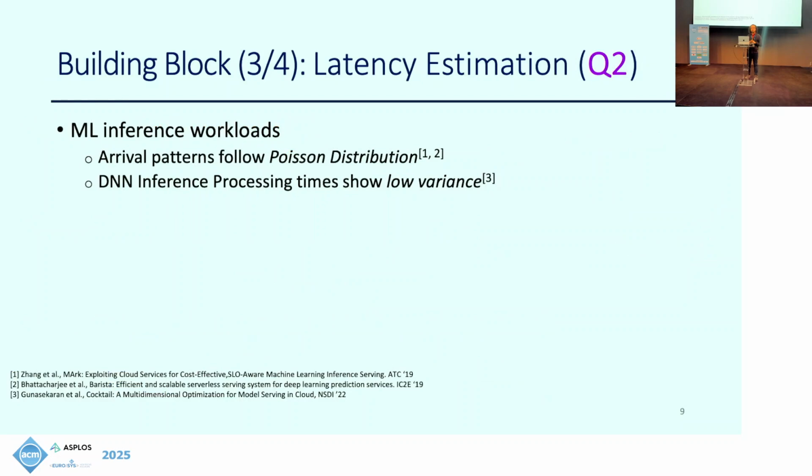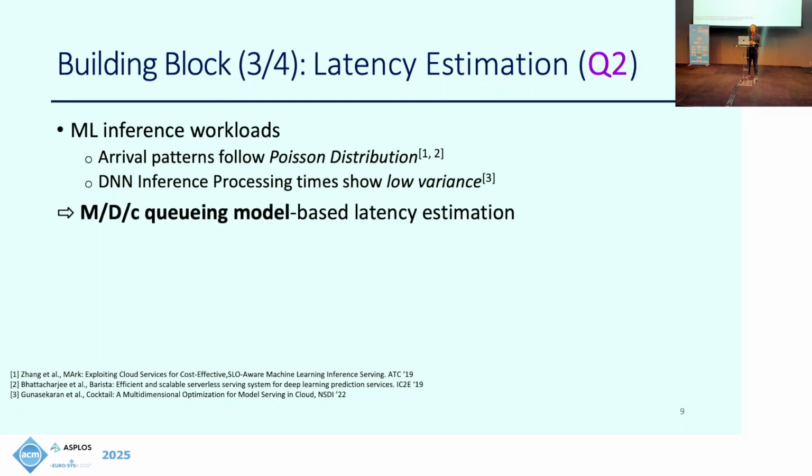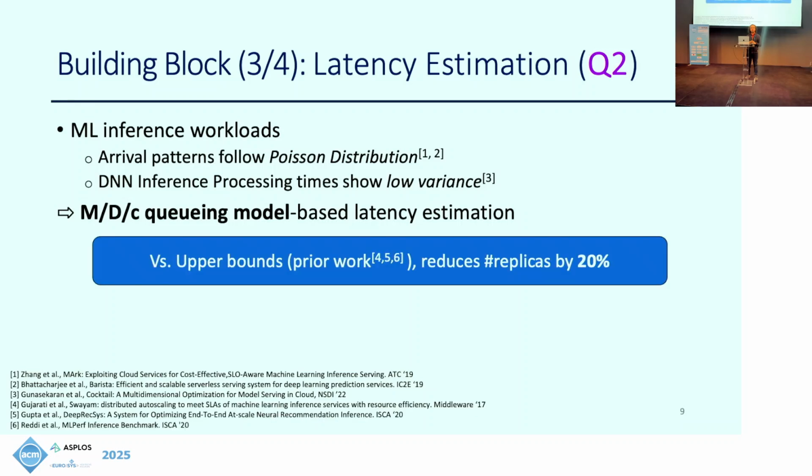The second building block is latency estimation. Now, one of the nice things about DNN inference is that past work has shown that arrival patterns are generally Poisson distributed, and the inference times per request are generally fairly predictable. We don't need this for our evaluation. Evaluation is with arbitrary workloads, but we can use this in our design. Specifically, we use an MDC queuing model. M is for Poisson arrival, D is for a fixed processing time, and C is the number of servers. Just using a very simple model itself gives us a 20% reduction in the number of replicas required to satisfy SLOs compared to existing work that assumes upper bounds.